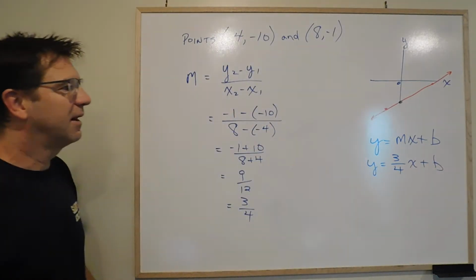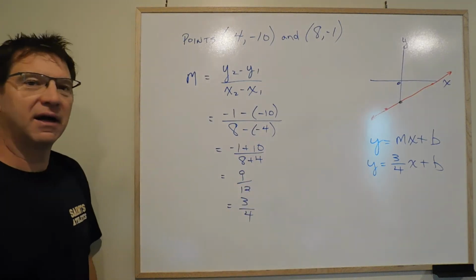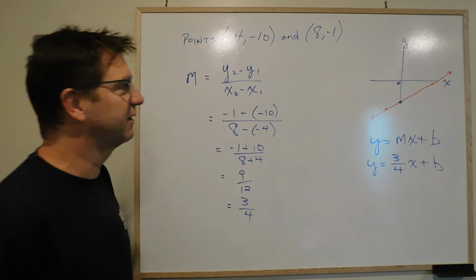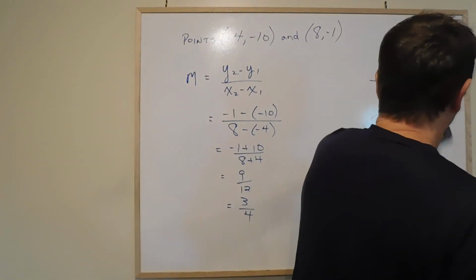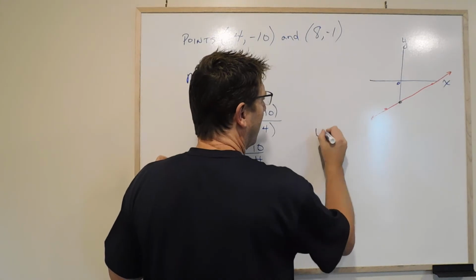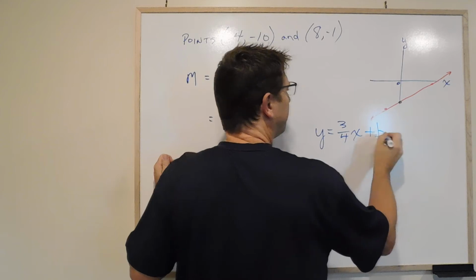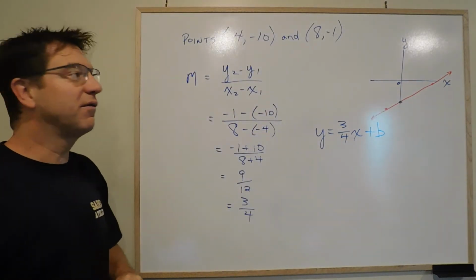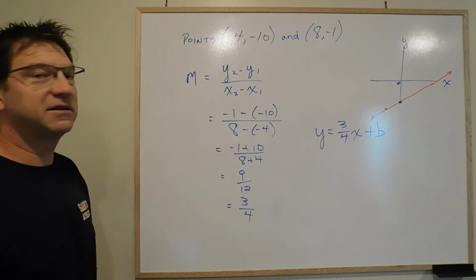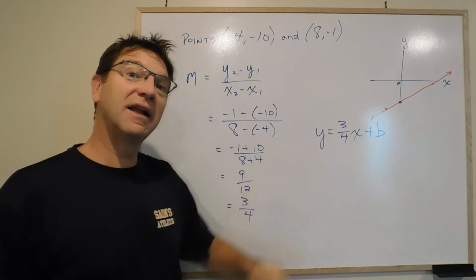Right? And now what we need to do is find that b. How do you find that b? Well, let's create a little more space on the board here, because otherwise I will run out of space. So right now we have y equals 3 over 4x plus b. And we take one of the points and substitute it in for x and y. If we do that, it'll allow us to find b.